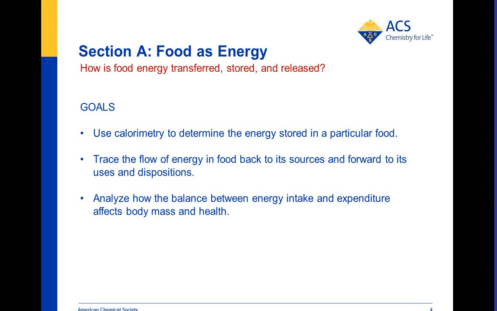And then, in the second bullet, they're going to trace the flow of energy in food back to its sources and forward to its uses and dispositions. In other words, they're going to be connecting between the food that we take into our body and how the body uses it. I like to use the analogy from the third unit, when they were talking about petroleum, where people have to make some decisions, and there's a lot of risk-benefit analysis involved in how to use our limited supplies of petroleum.